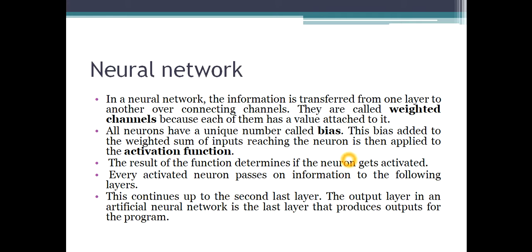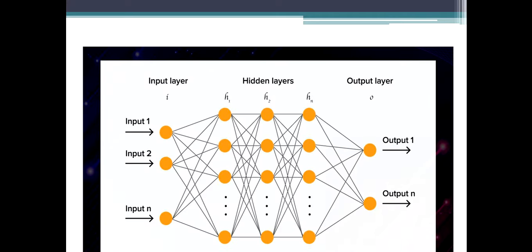So you see that in the case of an ANN, an artificial neural network, it works on the basis of layers. First, you provide the input that goes through weighted channels, then through an activation function we activate it, and all neurons have a unique number that is bias, which is added to the weighted sum of inputs reaching that neuron. In that way, at the last layer, we get the output. This is the figure for this. You see, this is the input layer I. These are known as the hidden layers, H1, H2, Hn. You can insert as many hidden layers as you want, but that will increase the complexity, no doubt. And this is the output layer, the output.